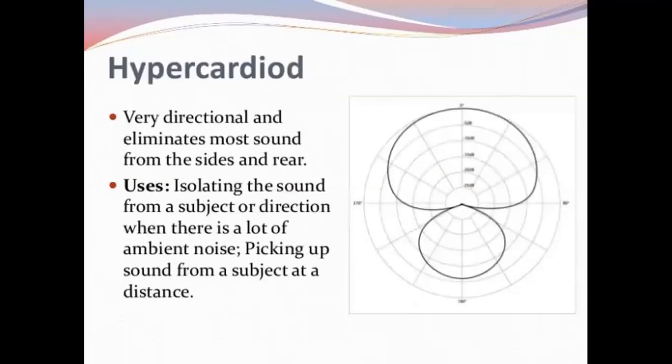Now we have a hypercardioid microphone. A hypercardioid microphone has a very directional hypercardioid polar pickup pattern. It is most sensitive to on-axis sound where the mic points, with null points at 110 and 250 and a rear lobe of sensitivity. Hypercardioid mics are popular in film due to their high directionality. It also works where there is a lot of ambient noise, picking up sound from a subject at a distance.